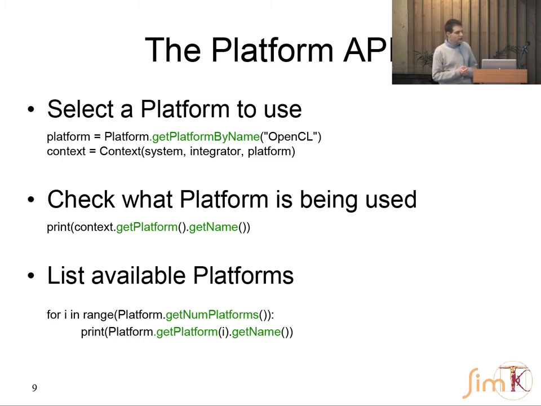The way you can find this is to call platform.getNumPlatforms to find out how many platforms are available. And then for each one, you can call platform get platform I, the index of that platform, get name, and that will give you the name of the ith platform. Any questions on that?